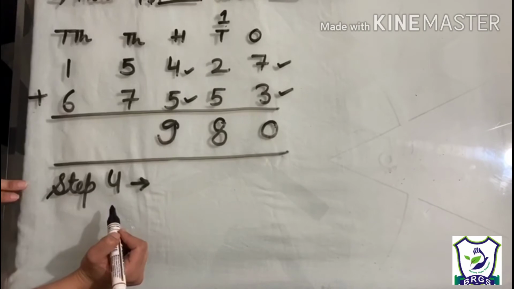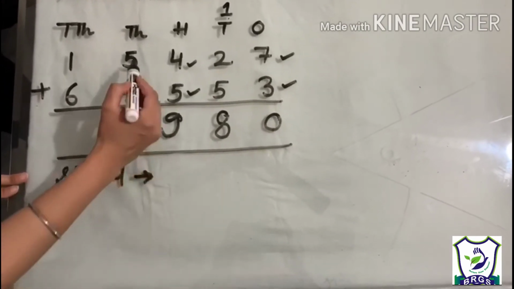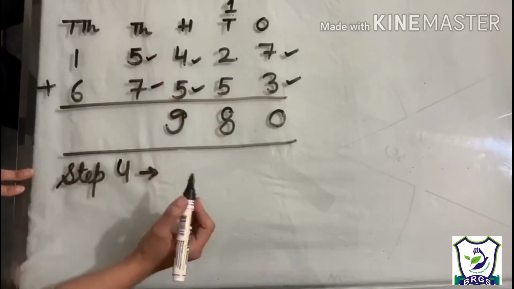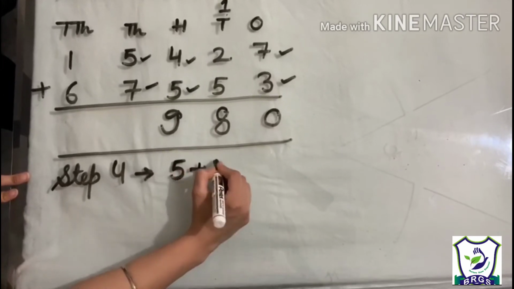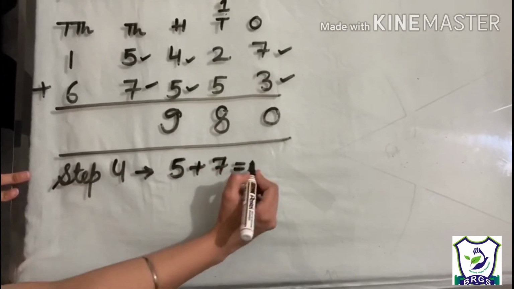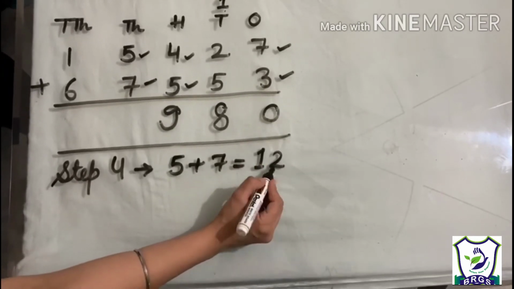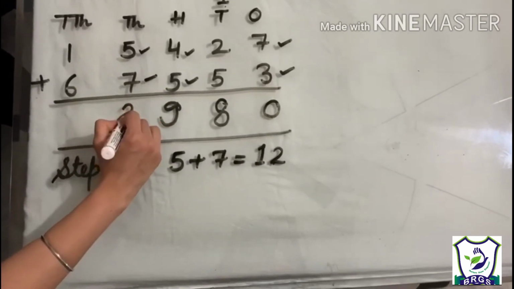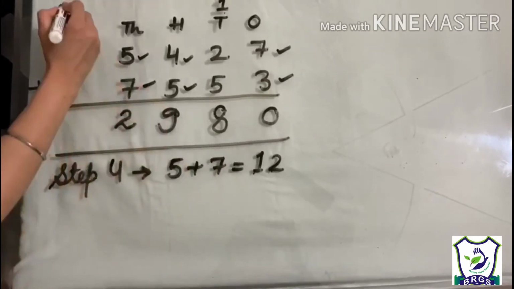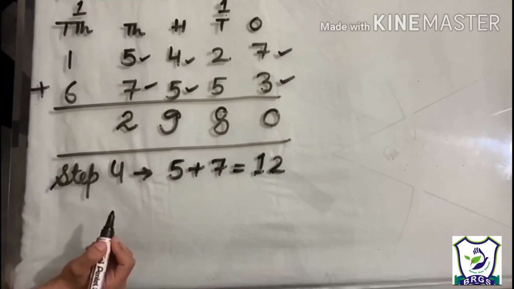Our next step. Now we have to add the thousands. The numbers are 5 plus 7. 5 plus 7, what does it become? 12. Okay. Now what will we do? We will write the 2 in the thousands column and carry over 1 to the 10,000 column.